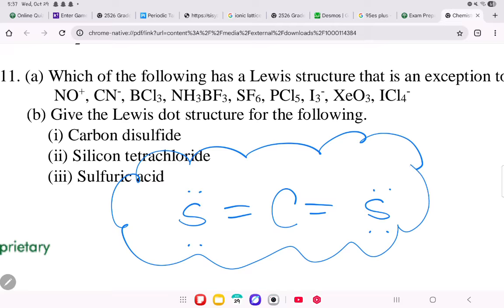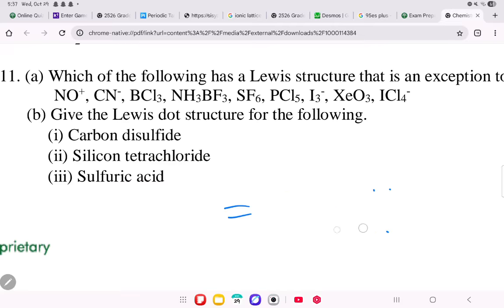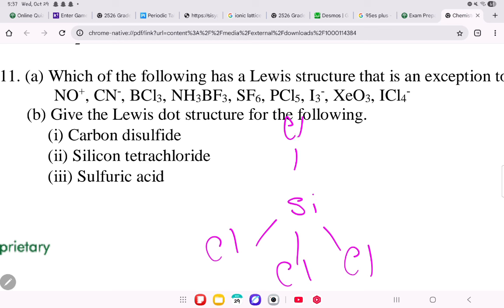Now, silicon tetrachloride. I will also draw it. I'm gonna leave the work for you. So it's gonna be silicon tetrachloride. So Cl, Cl, Cl, Cl, right? And then each of them follows the octet. Perfect. This is what it looks like.